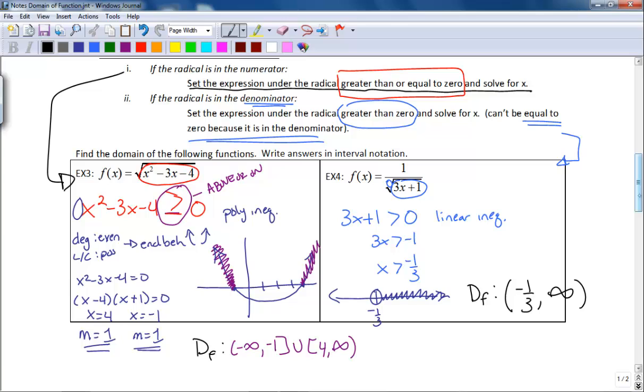The next video is going to deal with when we have two different things going on, a radical and a denominator.